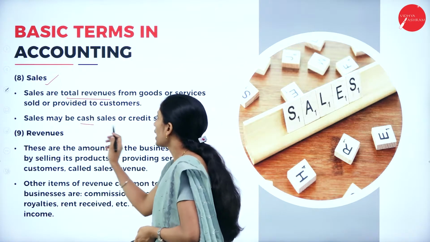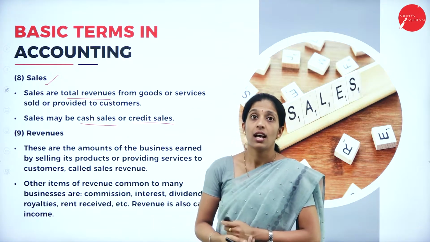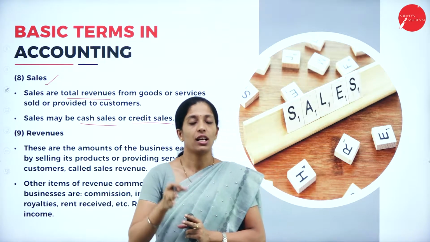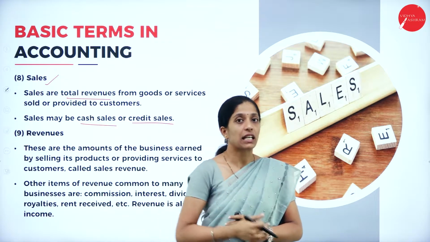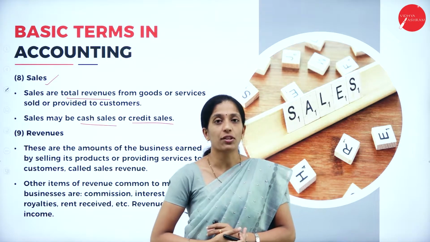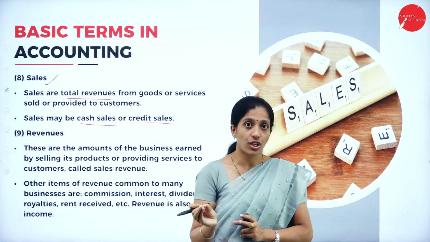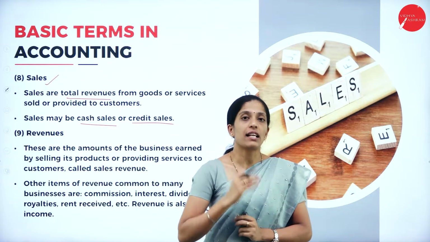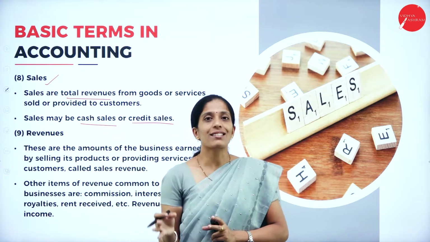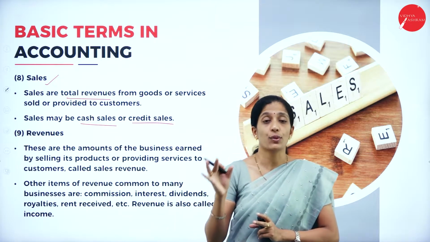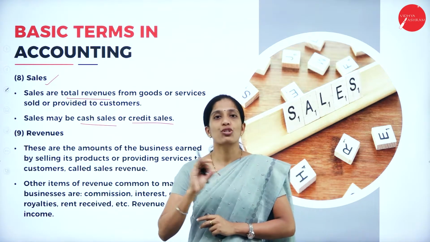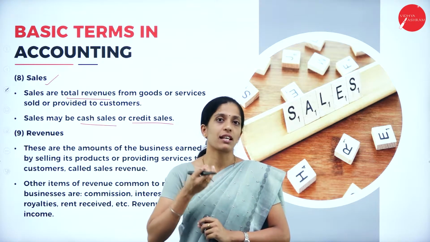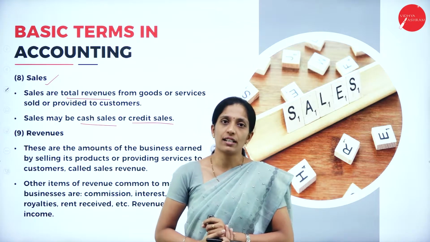Sales may be cash sales or credit sales. As we all know, there are two types of transaction. One is cash transaction, the other is credit transaction. What do you mean by cash transaction? It is a transaction where the payment or receiving of the cash is made immediately. Whereas credit transactions are those where the payment or receiving of the cash is not made immediately, but in the future they are going to make the payment or receive the amount. So they are known as credit transactions.